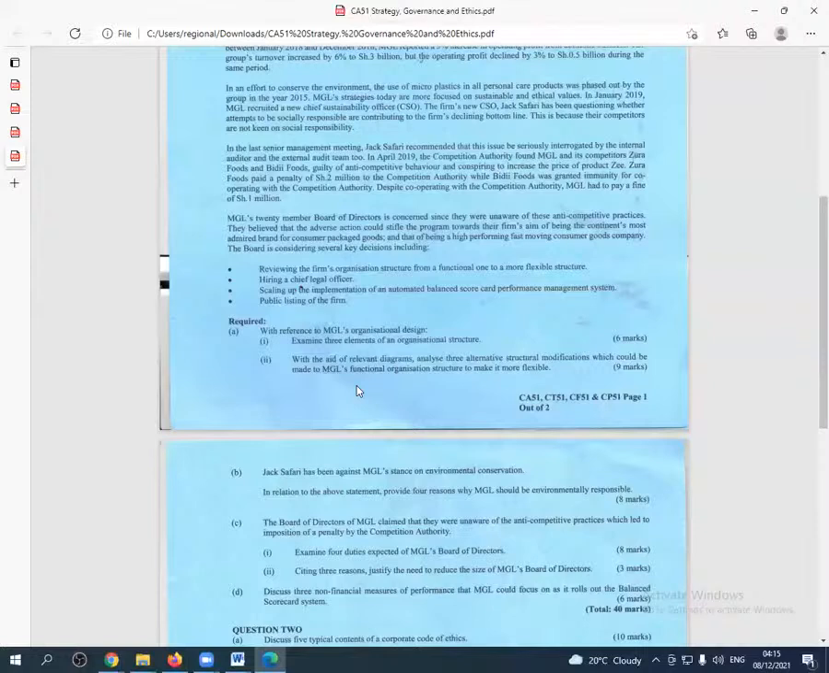Jack Safari has been against Mamba's stance on environmental conservation. This Jack Safari, of course, even this name of his is not now very nice, because if he's a safari guy who does not want a company to engage in environmental conservation, then this guy really is a bad guy. In relation to the above statement, provide 4 reasons why Mamba should be environmentally responsible. I don't even have to read the case for me to be able to answer this.